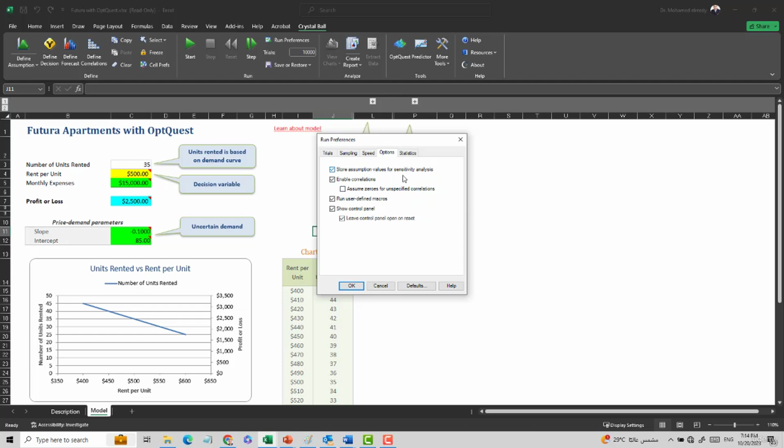Store assumption value for a sensitivity analysis. Keep it as it is, because in most cases you need to do sensitivity analysis. Enable correlation. We can do correlation between the data. Run set define macro for some macro in some Excel sheet. Maybe you need to make some macro for the Excel sheet.